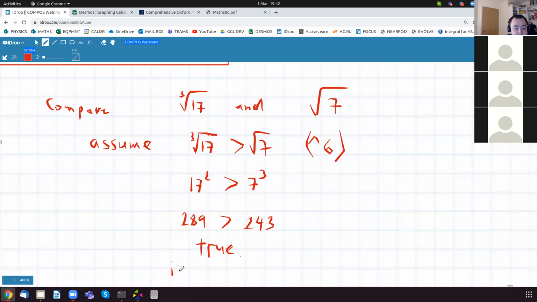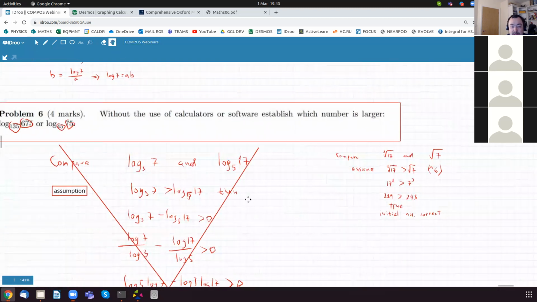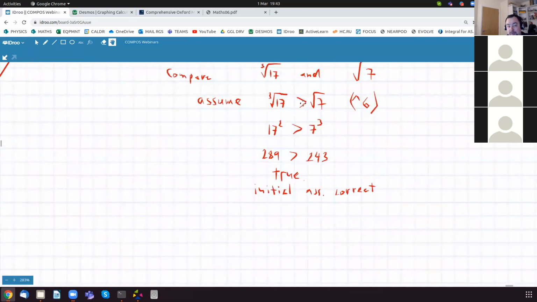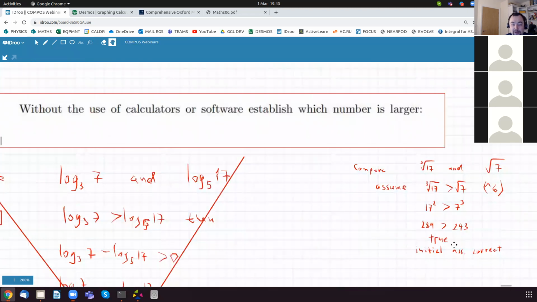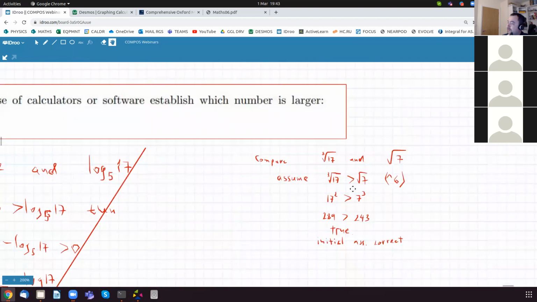That means the initial assumption is correct. This is how you compare two numbers. So you need to use this method. If my initial assumption was wrong, I would get a contradiction. But because I got a true statement, that means my initial assumption is, in fact, correct. It is almost like proof by contradiction.